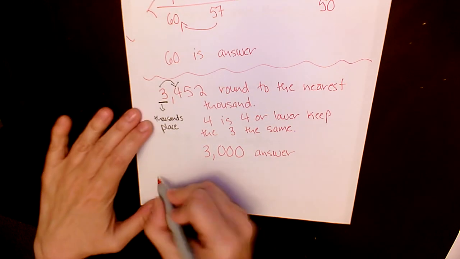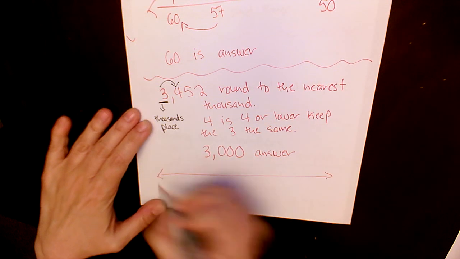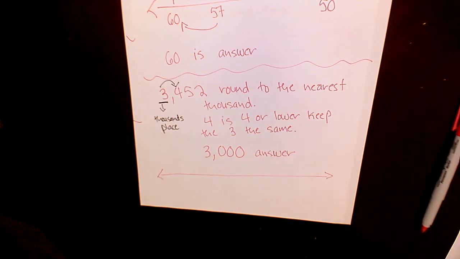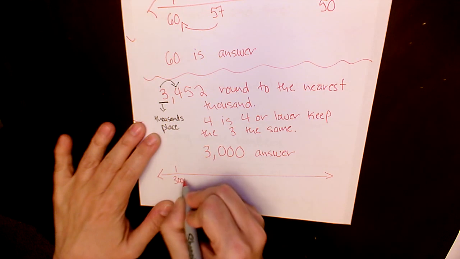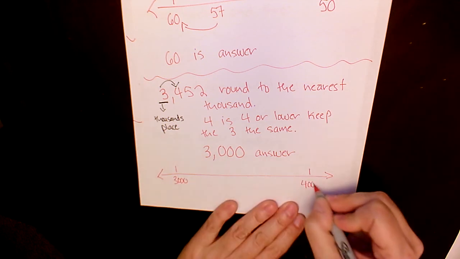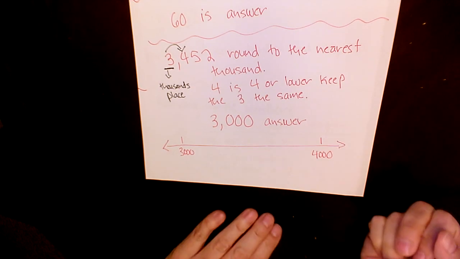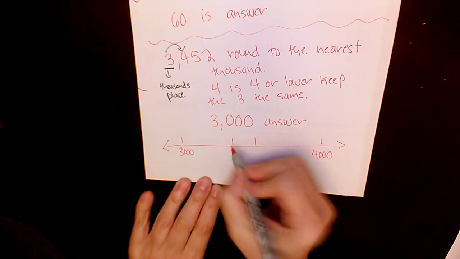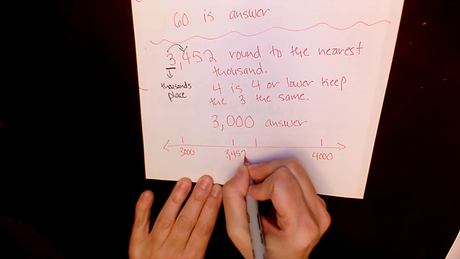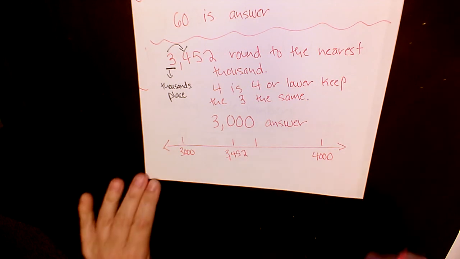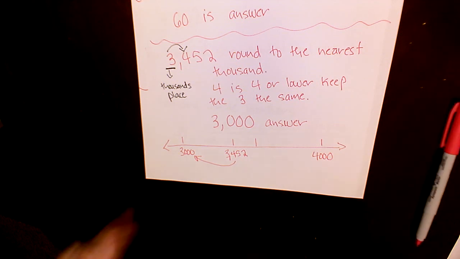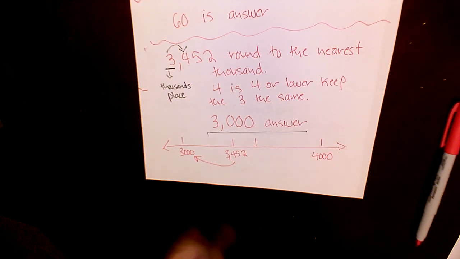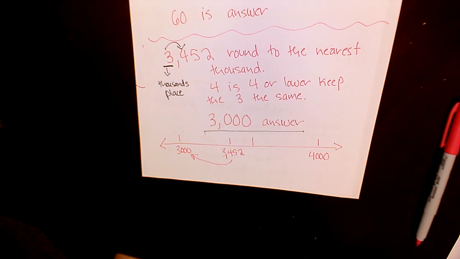And if we want to think about it on the number line, between what two thousands does 3,452 fall? It's actually between 3,000 and 4,000. And here's about the middle. So here's where 3,452 falls, and it's closer to 3,000. So we get the same answer either way.